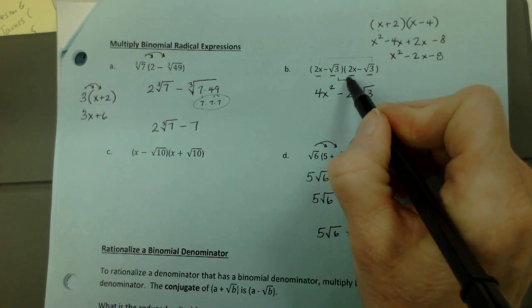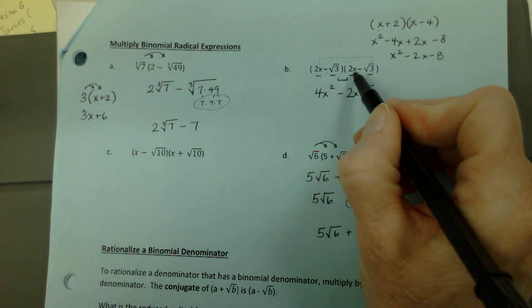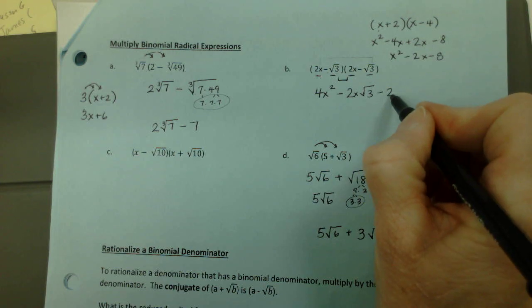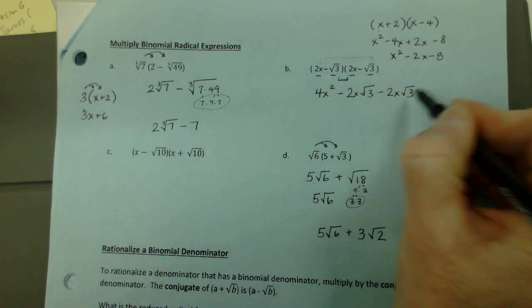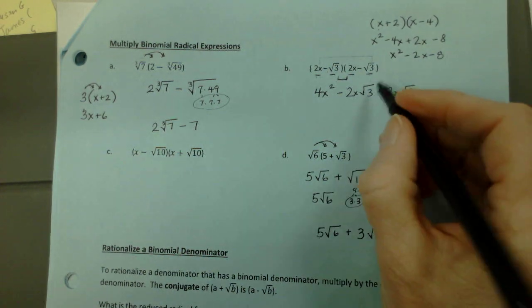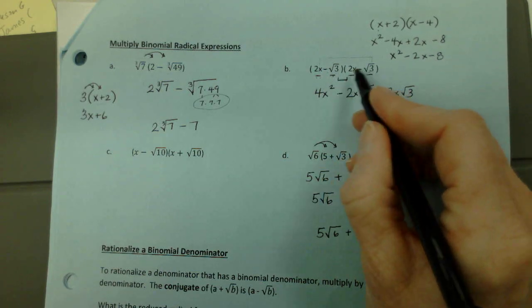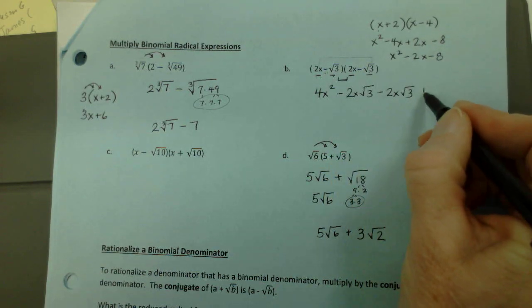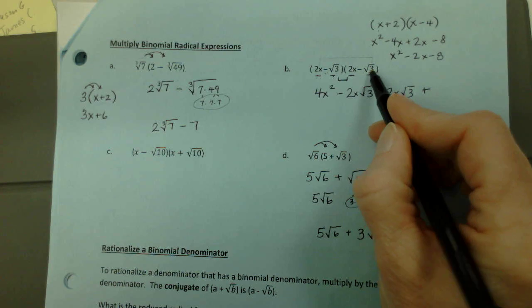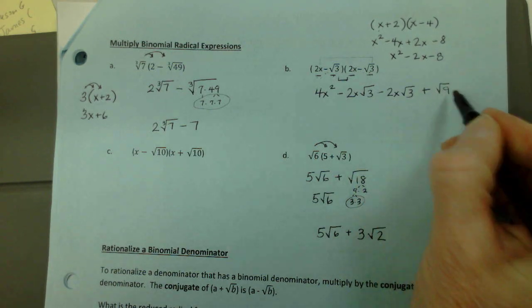When I look at the inside product here, that's a negative square root of 3 times the 2x. It's a negative 2x square root of 3. And then I'm going to take my last term times my last term. A negative times a negative is positive. Square root of 3 times the square root of 3 is the square root of 9.